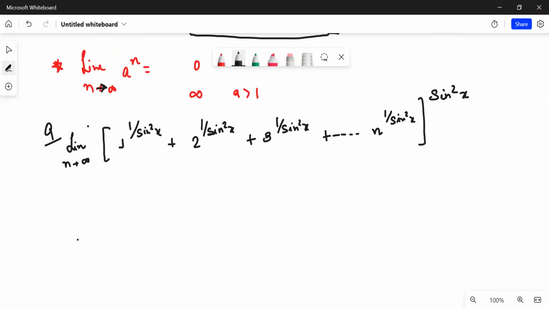Another thing that I would recommend to anybody who's preparing for competition: whatever meaningful you can write in a question, write that down. At least life will become a bit easy.